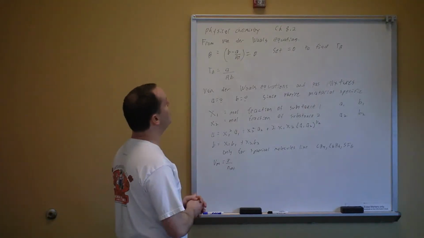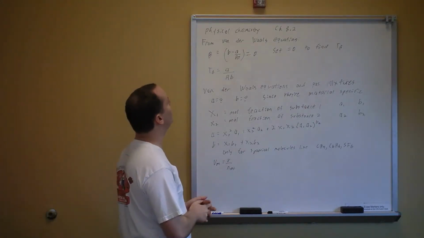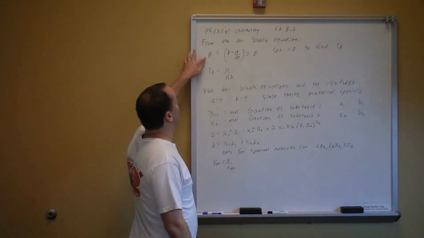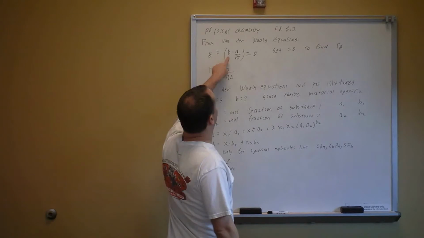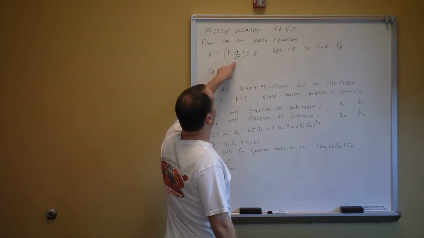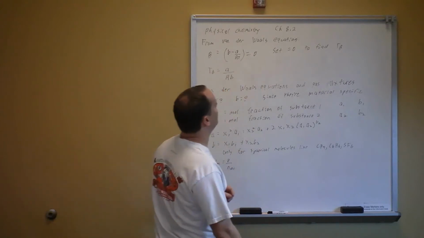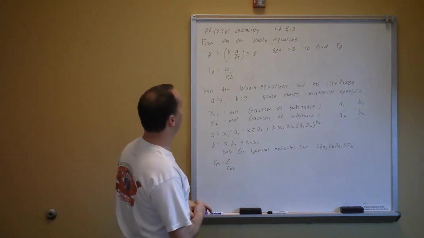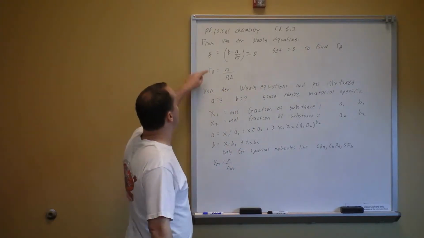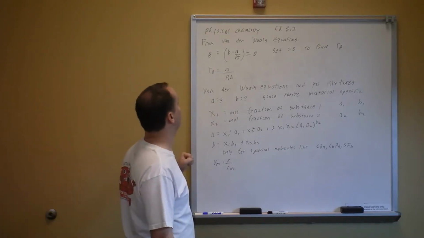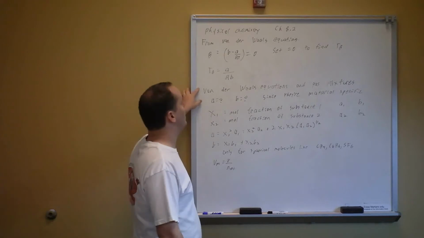We're in physical chemistry, chapter 8, finishing up section 2. From the van der Waals equation, let's say B is equal to lowercase b minus a over RT. We set that equal to 0 because we wanted to find T sub B, the Boyle temperature. Then T_B is just equal to a over capital R b. R is the gas constant.